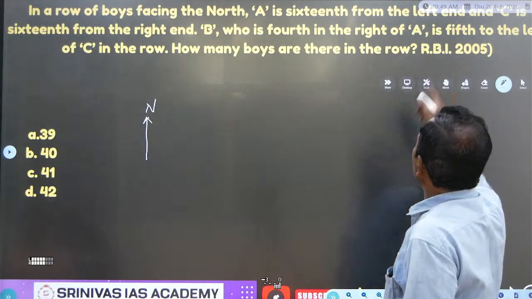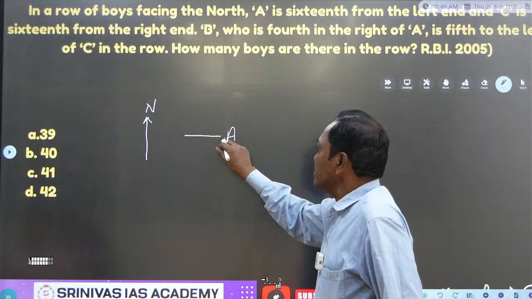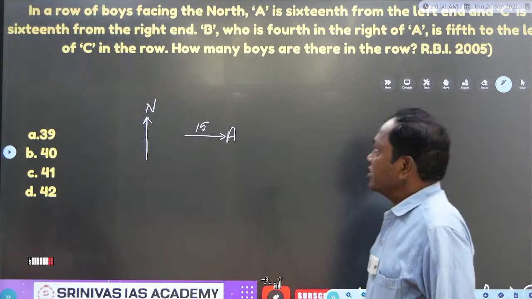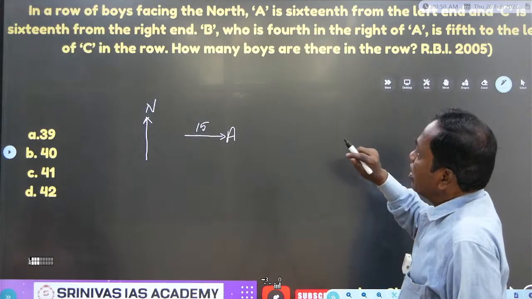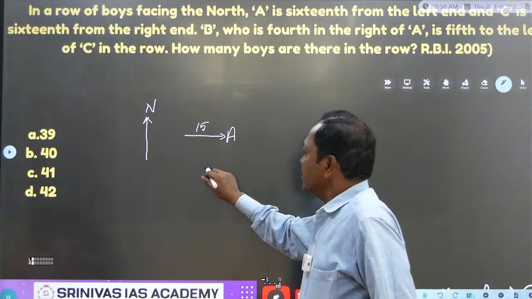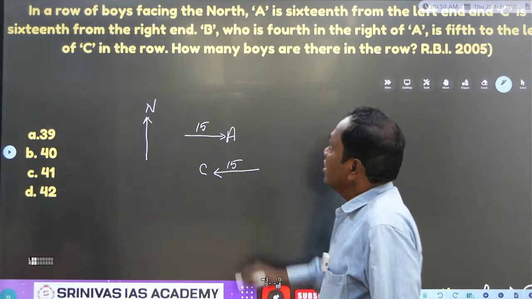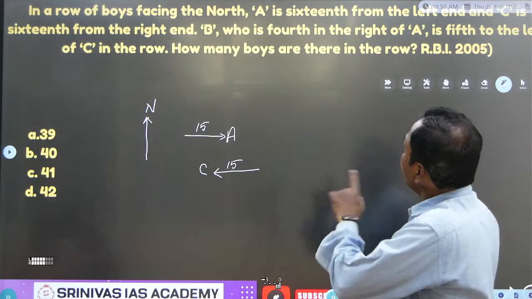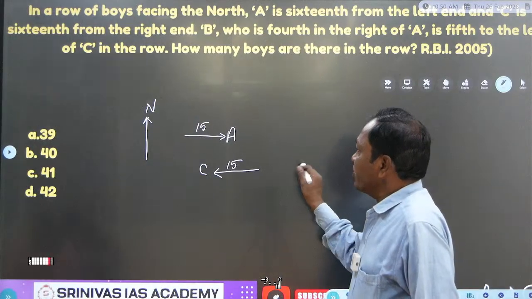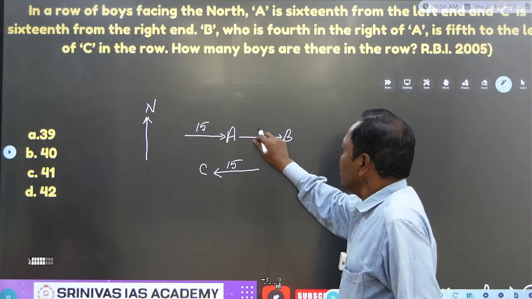In a row of boys facing north, A is 16th from the left end. 16th means there are 15 before A, and A is the 16th. C is 16th from the right end. B, who is fourth to the right of A? This is A, and to the right of A, B is fourth right. It means there are 3 between them.